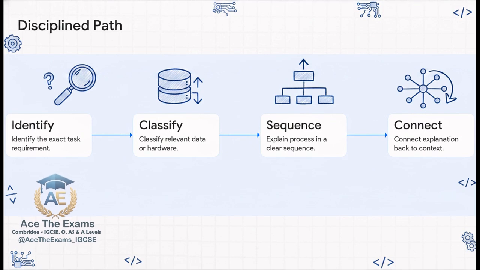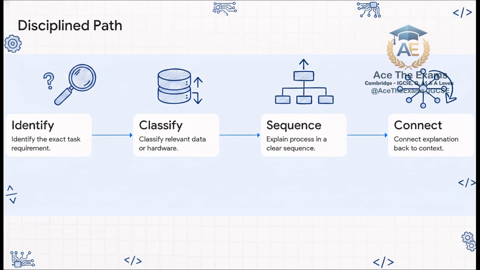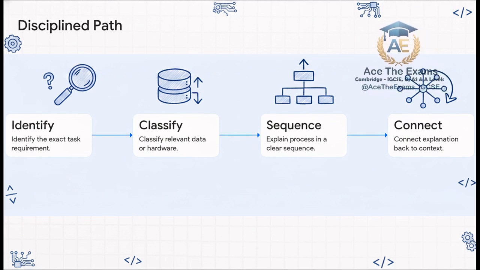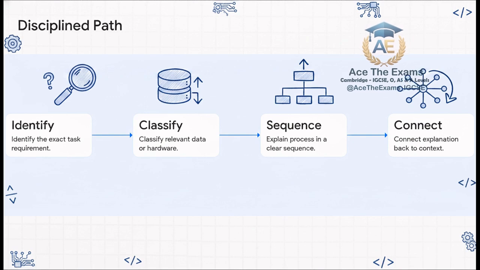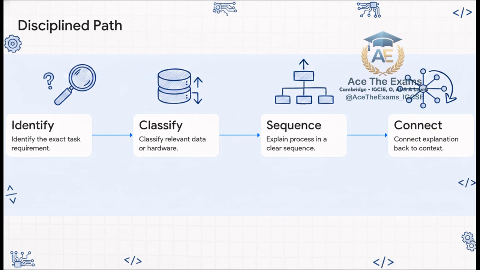So let's get you your first quick win. We call this the disciplined path. It's the technical methodology for tackling any HTML question, and it follows 4 exact steps. First up, identify the exact requirement of the task. Are they asking you for an advantage, a design decision, or an evaluation?